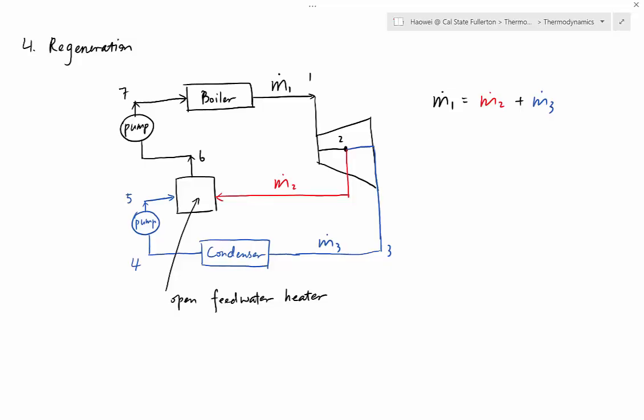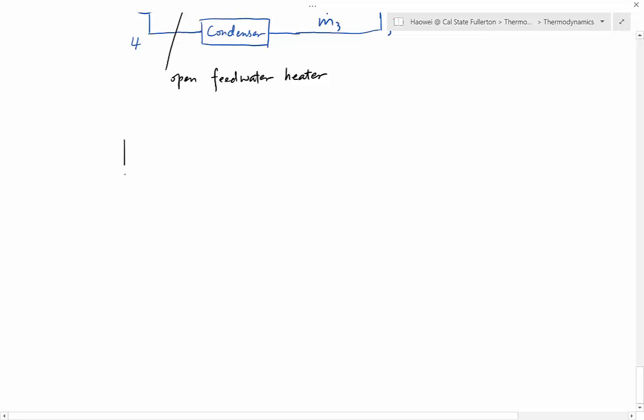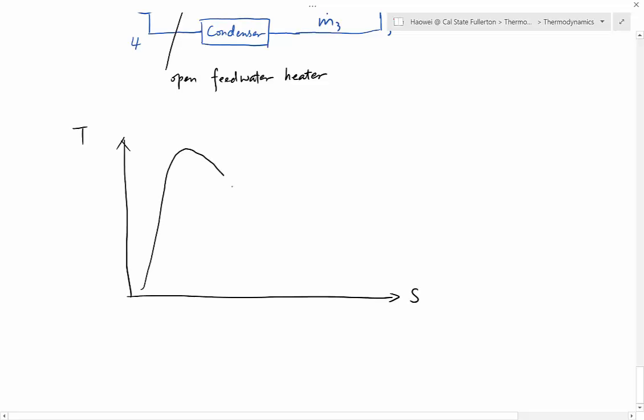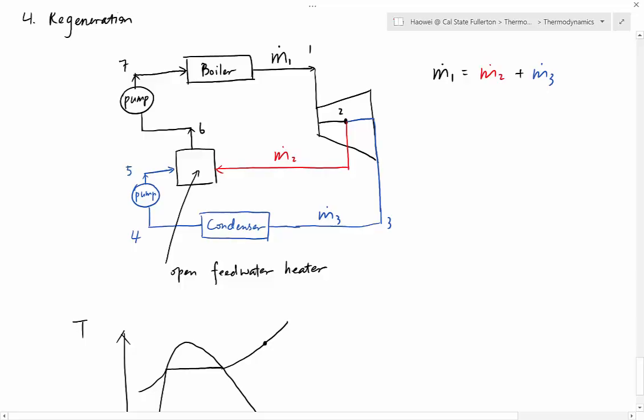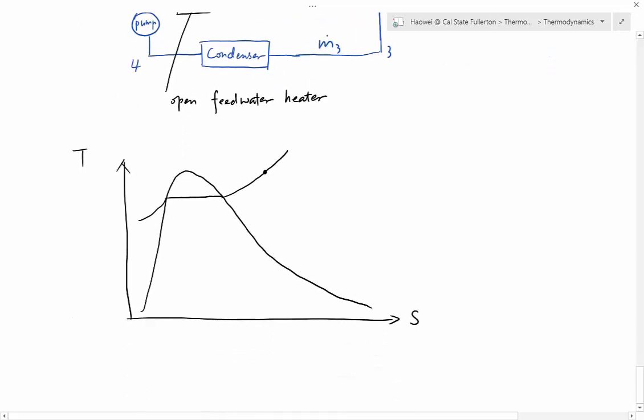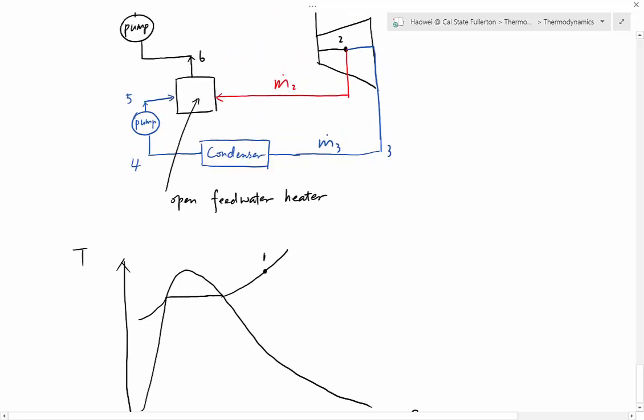Okay, so now next step is to sketch the whole thing on a T versus S diagram. So first of all, let's draw a vapor dome. And now let's sketch a constant pressure line. This is the pressure in the boiler. Let's start from number 1. Number 1 is the exit of the boiler. It's usually superheated.